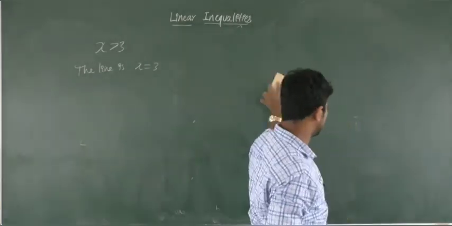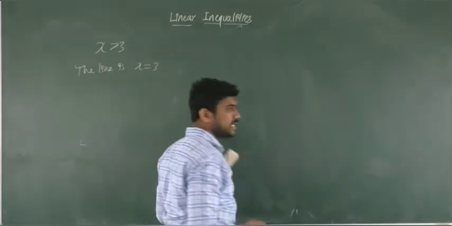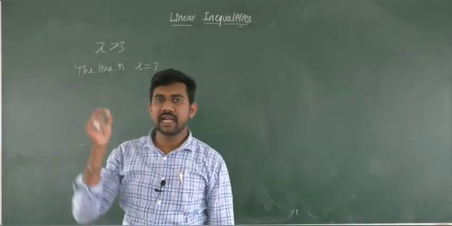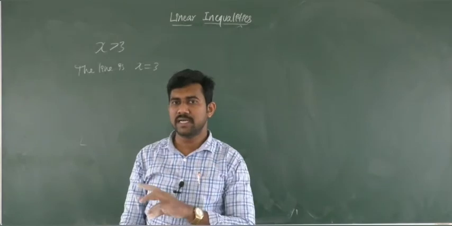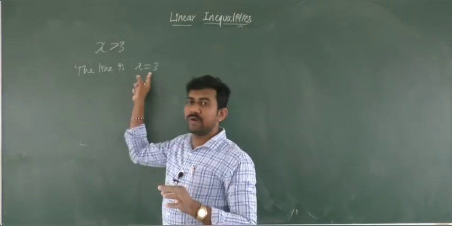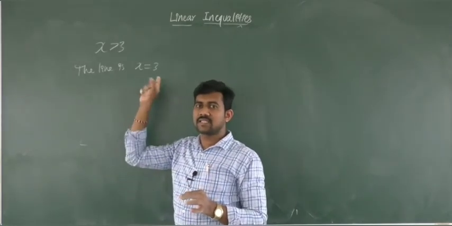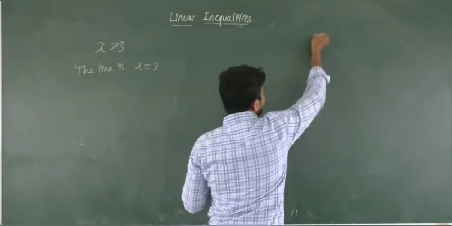Here they have given x is greater than 3, and we need to find the solution region. Solution region means we will get many solutions. Here also we will get a line which divides the plane into two parts. So which line will we get here? We will get a vertical line. x is equal to 3 means it is a vertical line.